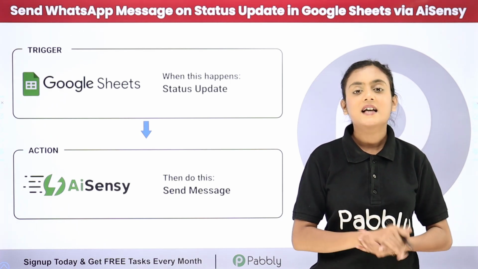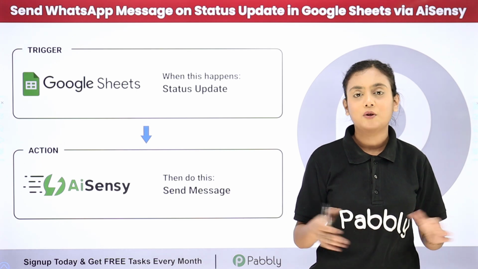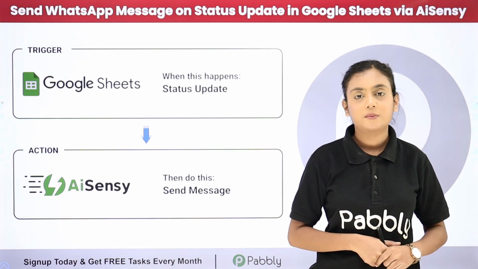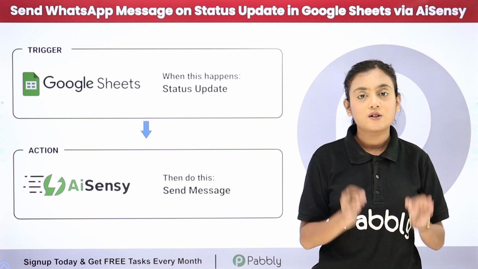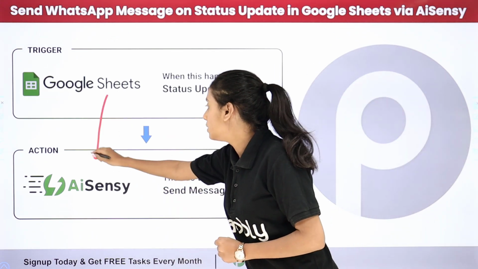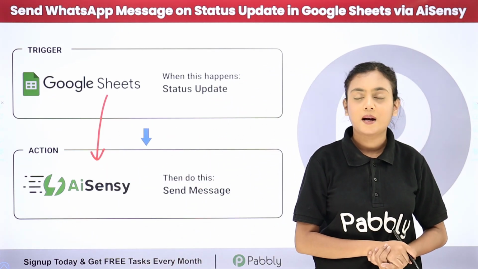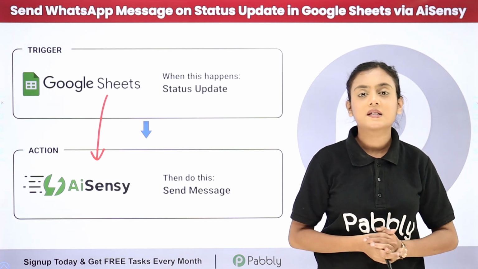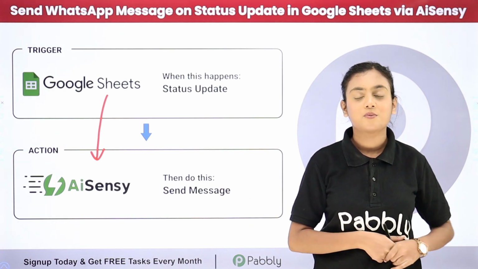So what I did was I simply automated this entire process with the help of Pabbly Connect, which is an amazing automation and integration software. In this automation, I have created a connection between Google Sheets and AiSensy with the help of Pabbly Connect. So if you also want to learn about this automation, then let me take you to my screen.